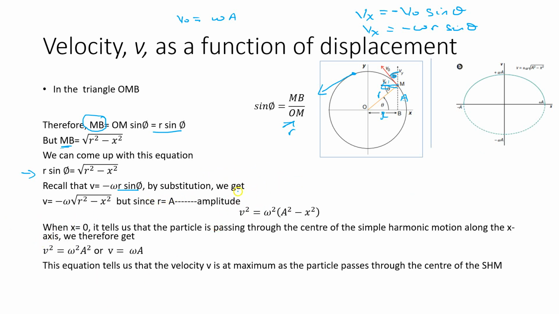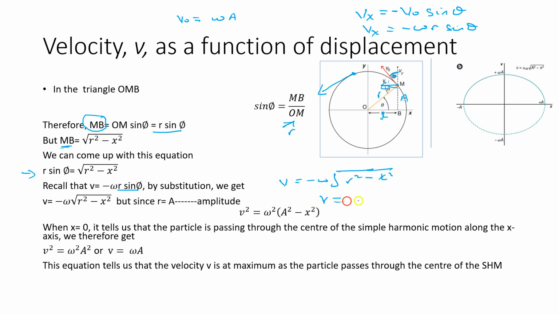When we do that substitution, we have V equal to minus omega times the square root of R squared minus X squared. Good. So with this, this essentially depicts the velocity of the system. But since R is equal to A, which is the amplitude, rather than writing R, we could write A, which is the amplitude.